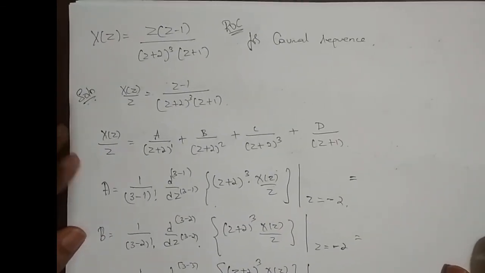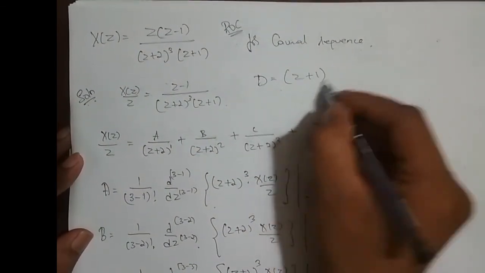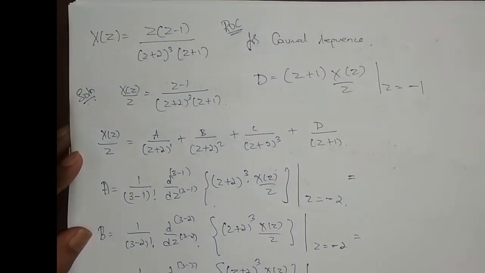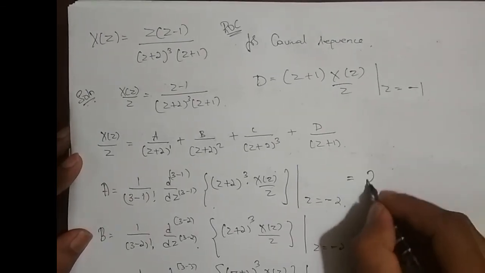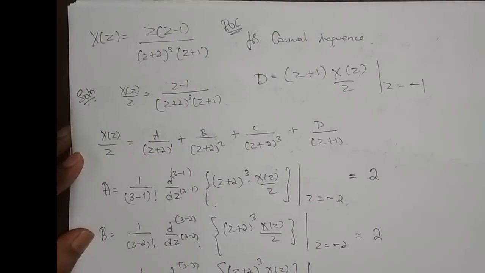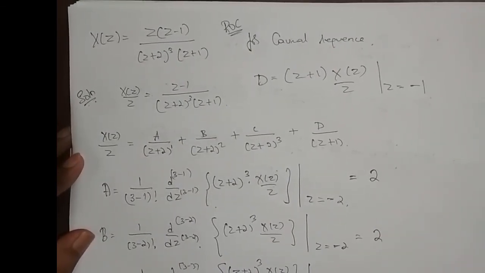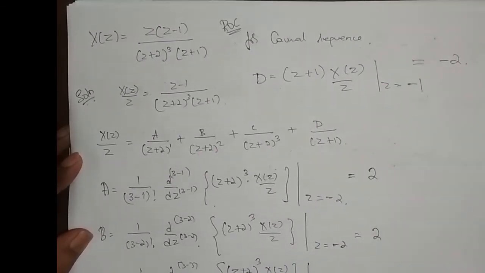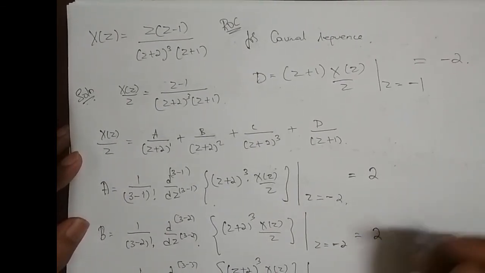Fine. And how do we find D? D is easy, right? D is nothing but the denominator of D, (z plus 1), into X(z)/z at z equal to minus 1. So if we solve this, we get the value of A as 2. You just try. Value of B as 2, value of C as 3, and value of D as minus 2. Correspondingly, I think you can take it up from here.